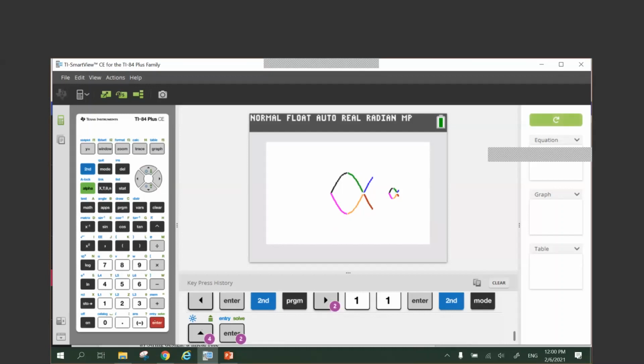The difference between saving GDB and picture is that one saves all the equations and window setting. The other one, picture, saves my picture only.